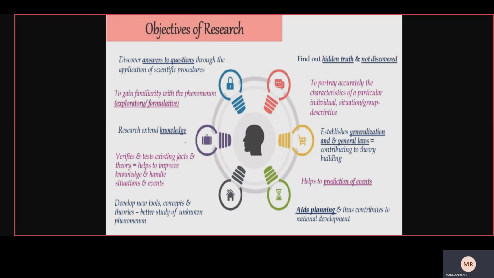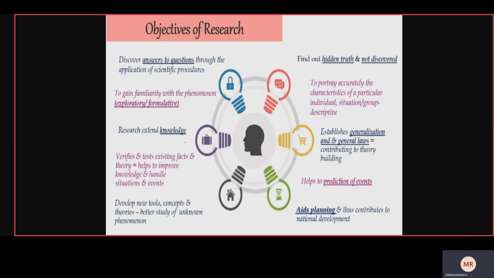The next thing is that research extends knowledge. It will improve the knowledge through research, and establishes generalizations and general laws, contributing to theory building. In that sense, there are plenty of theories, so we need to develop them, and if you choose any topic, we need to include some theories in it. You need to frame the theory. And the next thing is to verify and test the existing facts. Theory helps to improve the knowledge and handle situations and events.